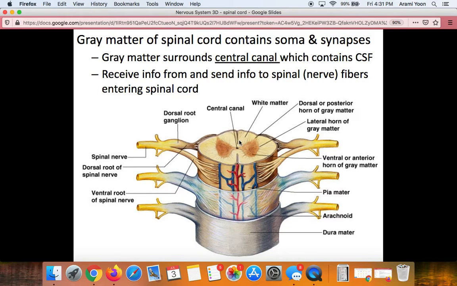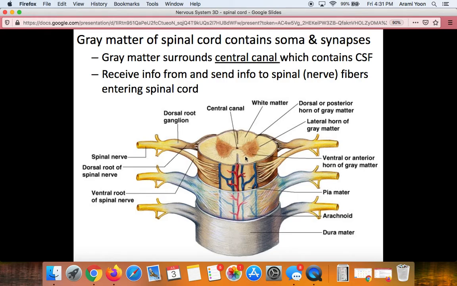So the gray matter here, I hope I don't get in trouble for saying this, but to me, this has always looked kind of like a bra. And so that's the gray matter there. And right there in the center of it is the central canal. And the central canal is going to allow cerebrospinal fluid to flow up and down the spinal cord. And then you have the white matter out here.